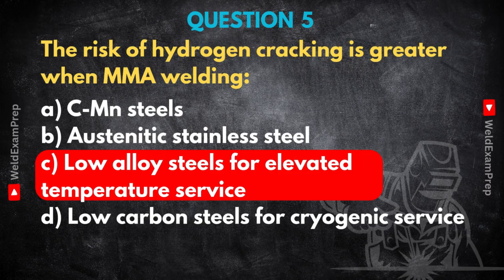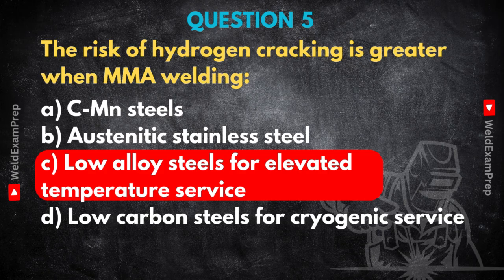And the other steels, why are they less risky in this context? Well, CMN steels are generally lower strength, less alloyed, less likely to form lots of martensite. Austenitic stainless steels have a different crystal structure, kind of more forgiving to hydrogen in terms of cracking, though they have other welding issues. And low-carbon cryogenic steels are designed for toughness at low temps. Their metallurgy generally doesn't lead to the same high hardenability risk.